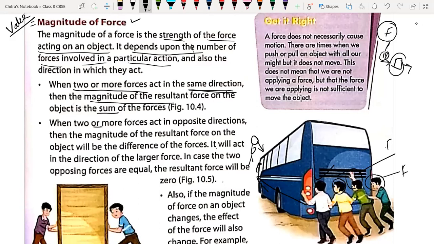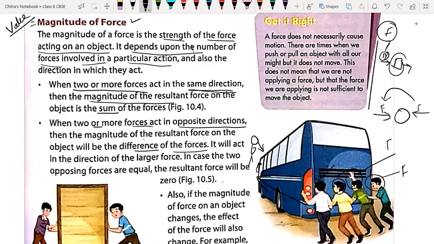But when two or more forces act in the opposite direction, suppose here we have the object, one force acts in this direction and another force acts in the opposite direction, so the opposing force will decrease the magnitude of force, right? Yes. So when two or more forces act in opposite directions, they decrease the magnitude of force.